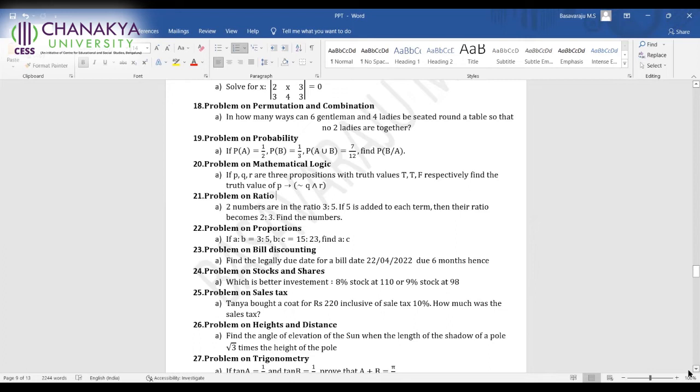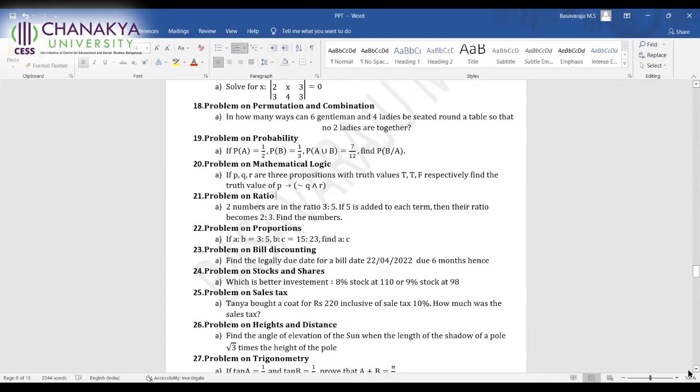The 23rd one is also an important one which they frequently ask. Bill discounting: they ask us to calculate the legally due date. Hope you know how to calculate the legally due date. The formula is: bill period plus 3 days, that is 3 extra days, which we call grace days. So use that and calculate.